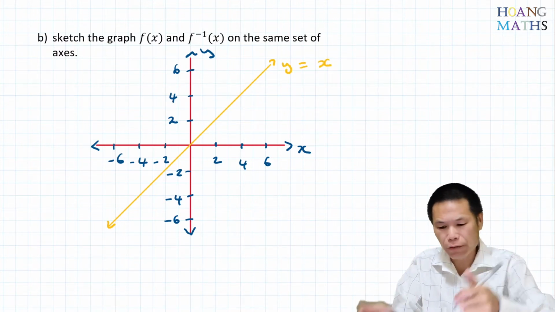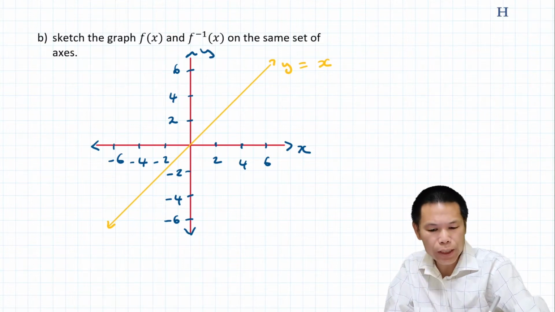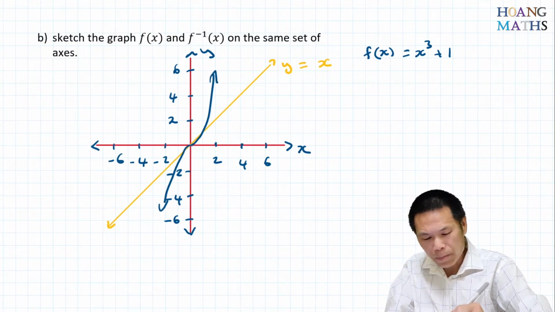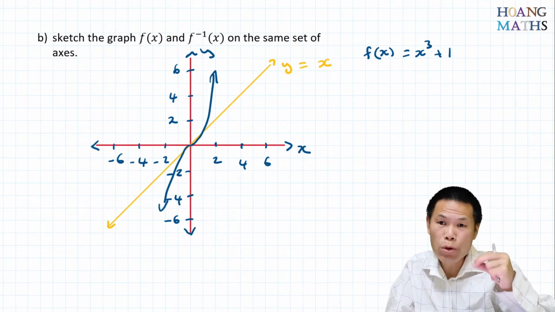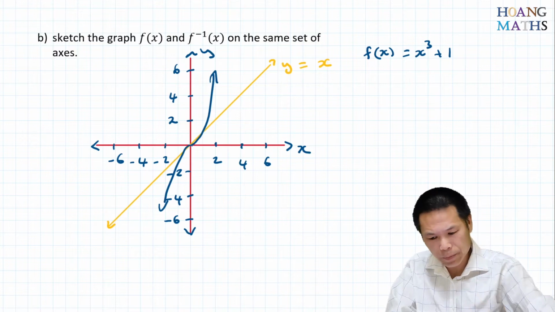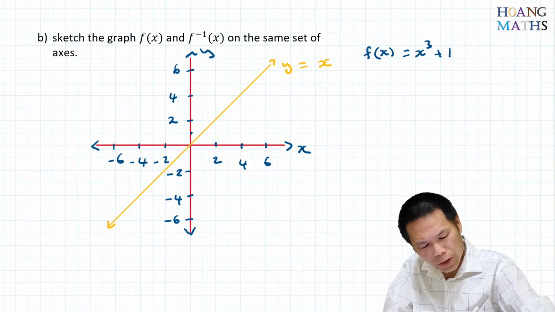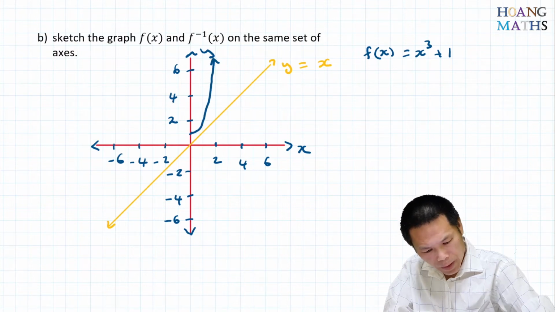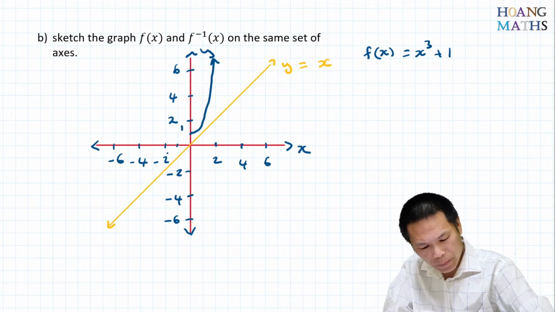Let's get the function first. We know the function is f of x equals x to the power 3 plus 1. We know that x to the power 3 looks like this, but then we need to plus 1, so move 1 unit up. So the graph is just like this, and the y-intercept is 1 and the x-intercept is negative 1.